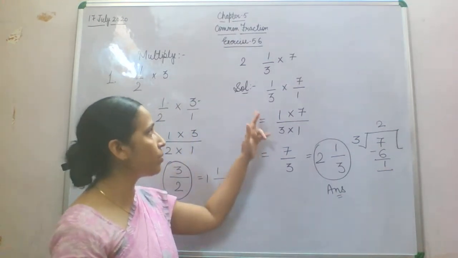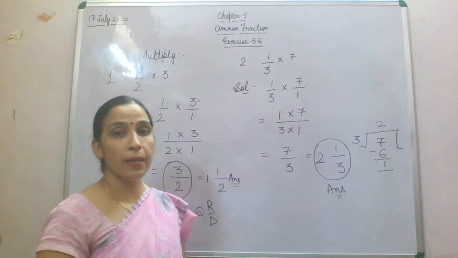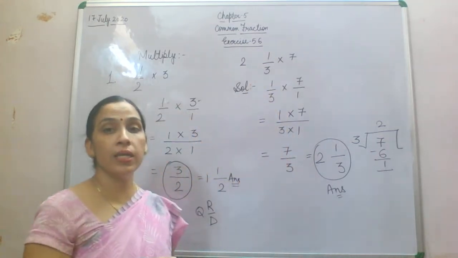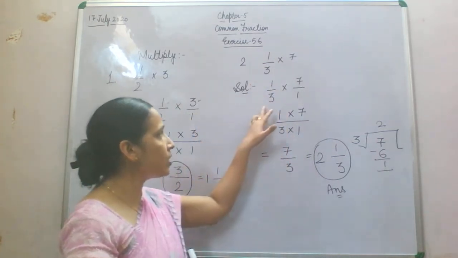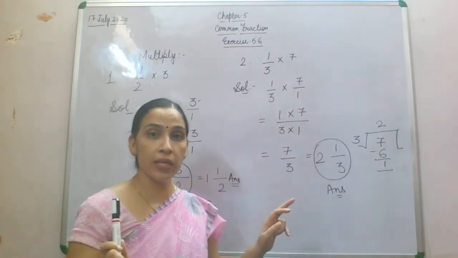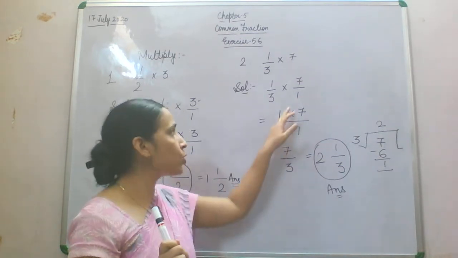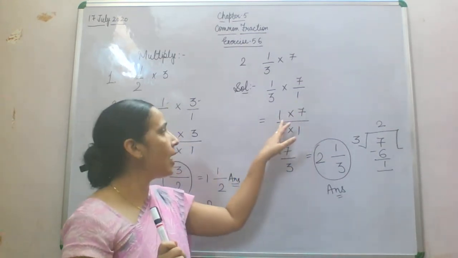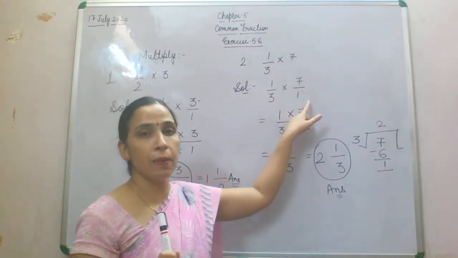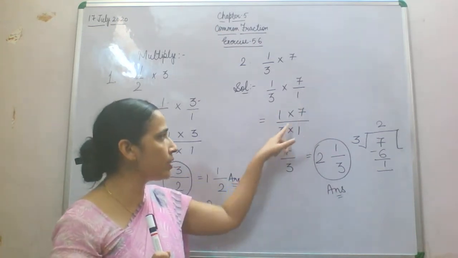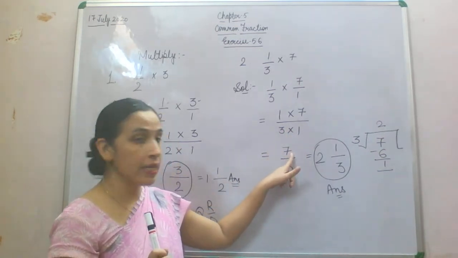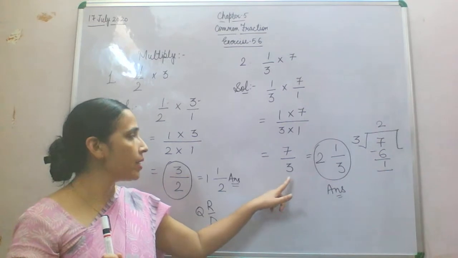So let's see this question again. What was the question? The question is 1 by 3 multiply by 7. Now 7 is the whole number and 1 by 3 is what? Unit fraction. Correct. So this unit fraction is multiplying by the whole number. Now we don't have anything in the denominator of the whole number, so we will write 1 over there. And then numerator will multiply by numerator and denominator will multiply by denominator. We will do the multiplication. 1 will be multiplied by 7 and 3 will be multiplied by 1. We will get 7 by 3.